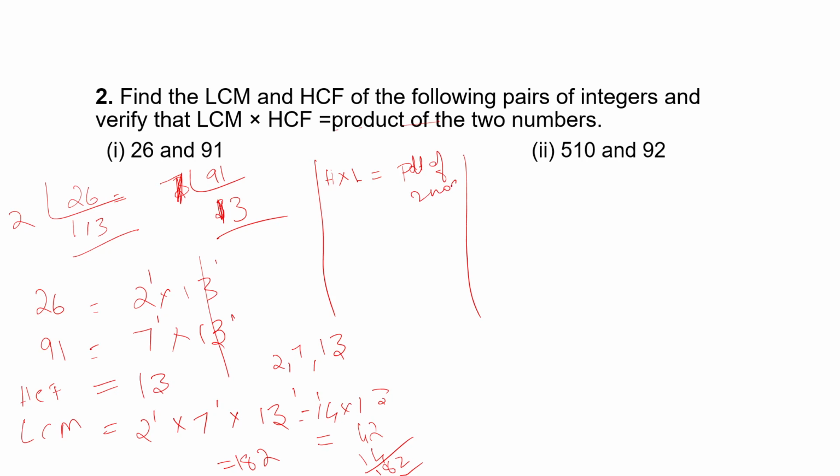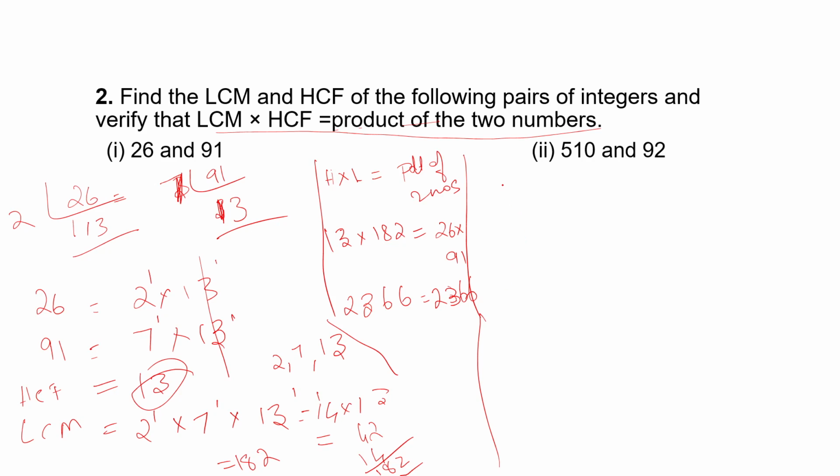Okay, so HCF is, what is HCF? 13. And what is LCM? 182. What are the two numbers we are finding out? 26 and 91. So multiply this, you will get 2366. I am not showing you the multiplication steps. Please multiply by yourself. So we are getting both the sides 2366. So that means it is proved. What is proved? LCM into HCF is equal to product of the two numbers is proved.